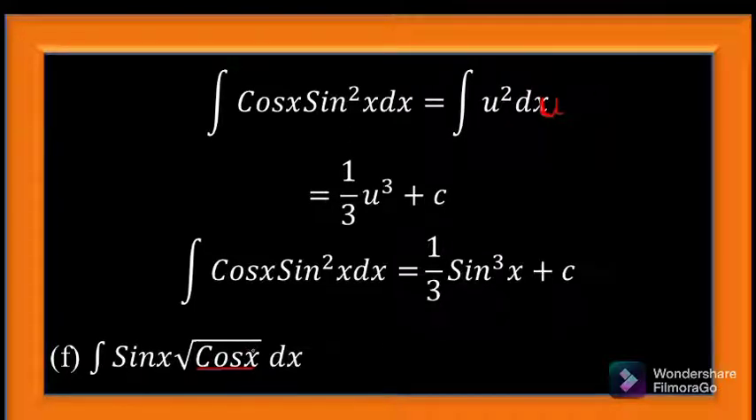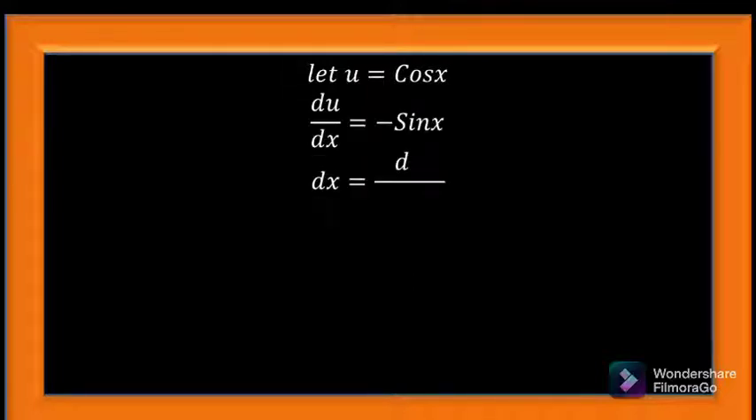So we shall prefer taking what is within the square root. We let it be u, and differentiate it so that it helps us cancel the sine x at some stage. So there we are. Now let's look at what is going to happen there. Let u equal cos x. du/dx becomes negative sine x. The dx becomes du out of negative sine x.